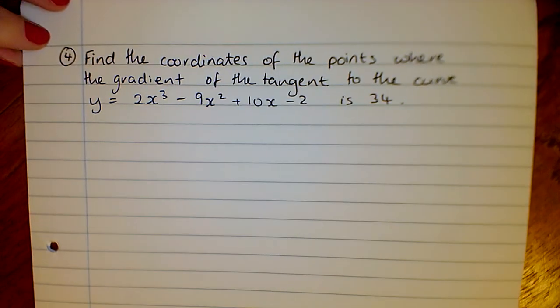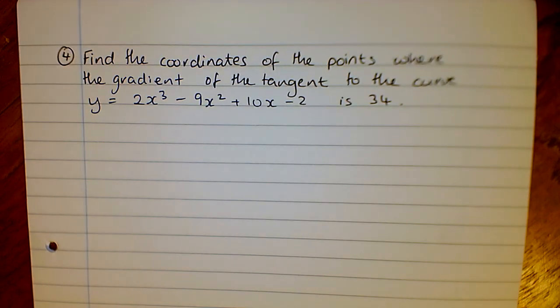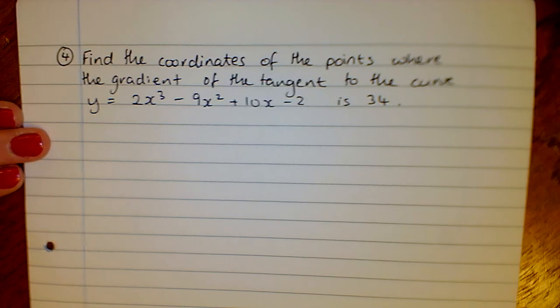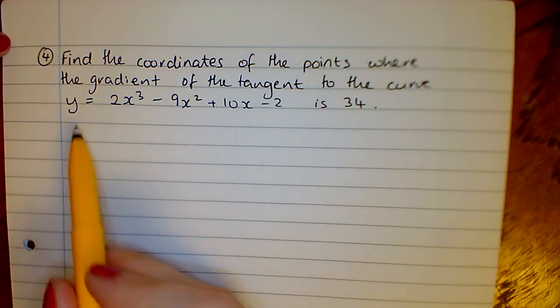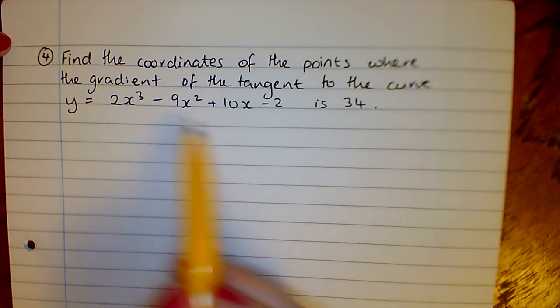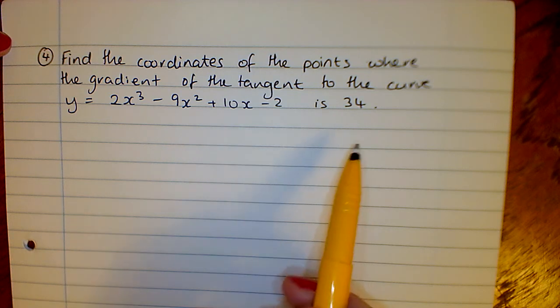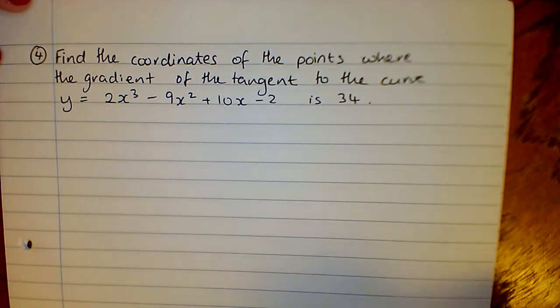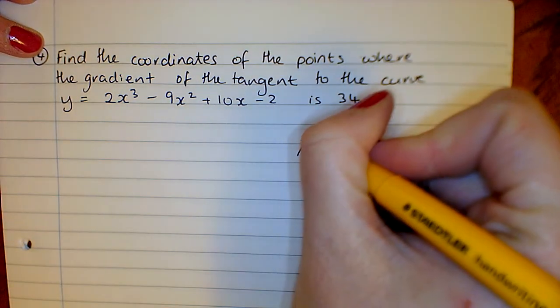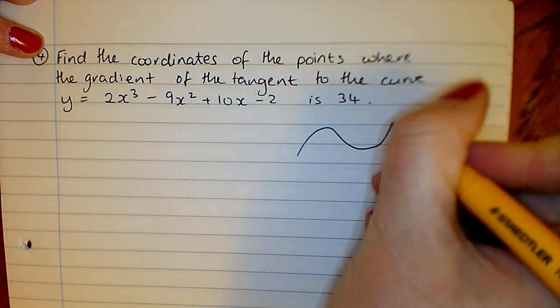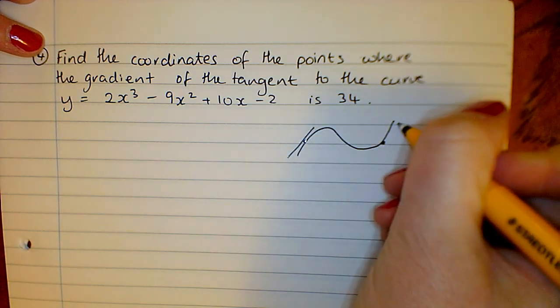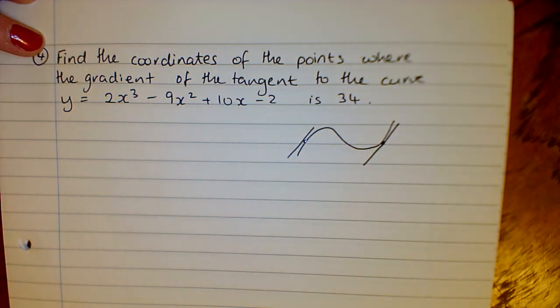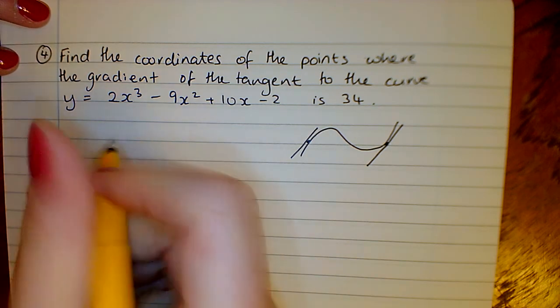Okay, so looking at the cubic then. Find the coordinates of the points where the gradient of the tangent to the curve y equals 2x cubed minus 9x squared plus 10x minus 2 is 34. And if you think of the basic shape of a cubic graph, there could be 2 points where the gradients are both 34, so we'd expect 2 answers here.